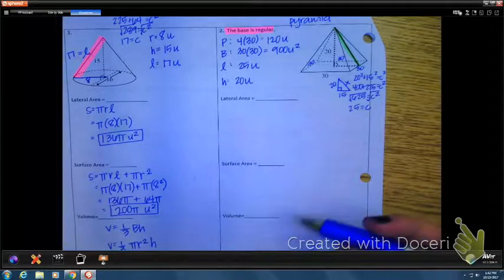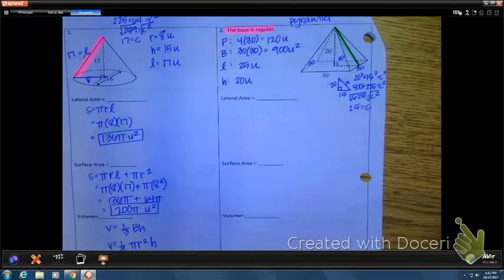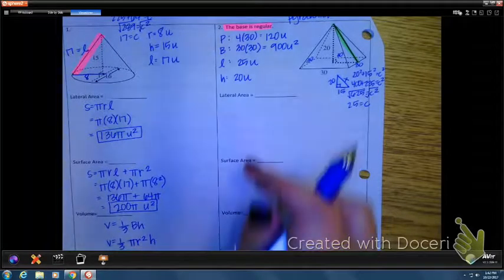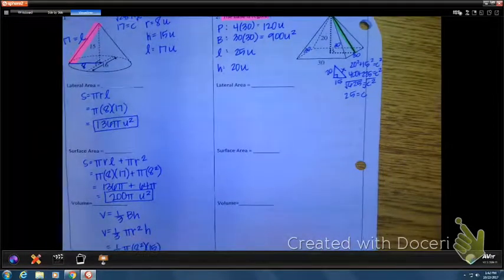Okay, now we can do this part because this is the easy part. So I'm going to give you 2 minutes. Okay, it should be plenty of time. 2 minutes to fill out the rest of your areas and volumes. Begin.